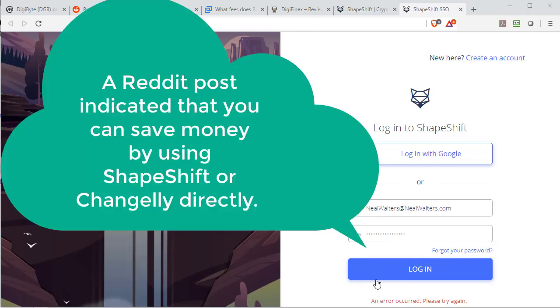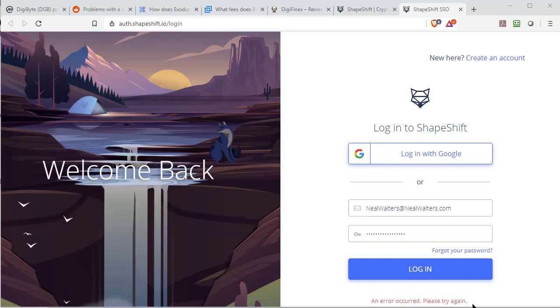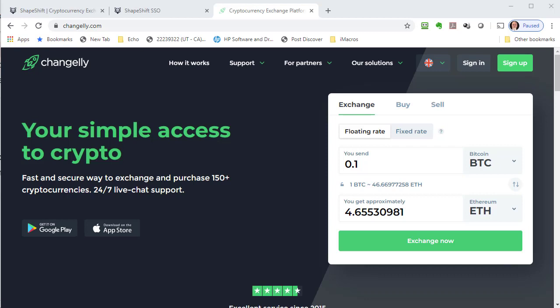So on ShapeShift, I tried to log on, and I'm getting this annoying error here. It says an error occurred, please try again. It doesn't say my password or user ID is bad, which is weird. So sorry, ShapeShift, since you're having problems during my video. You know, people that are watching this aren't going to think you're so great. So I don't know if it was my problem, their problem, but anyway, I went to their competitor here called Changelly. And here we can also check on some price conversions if they support Digibyte.